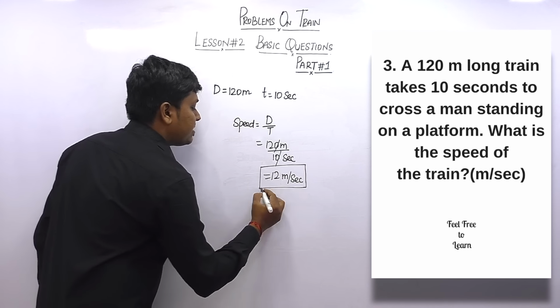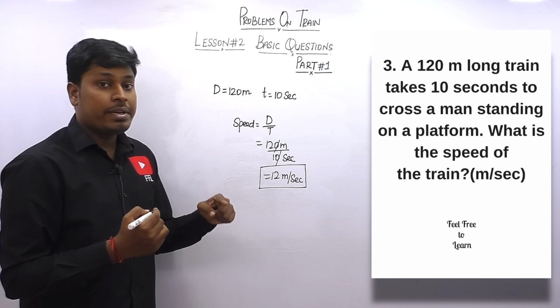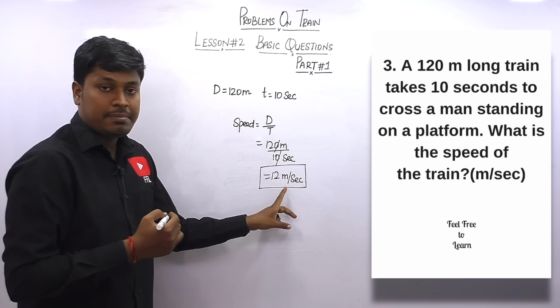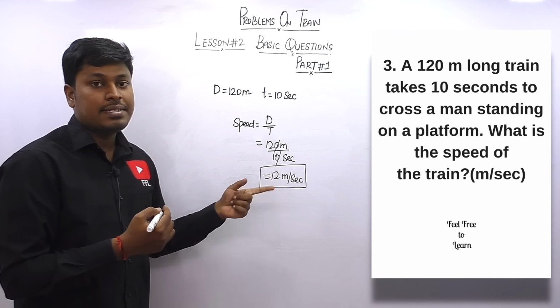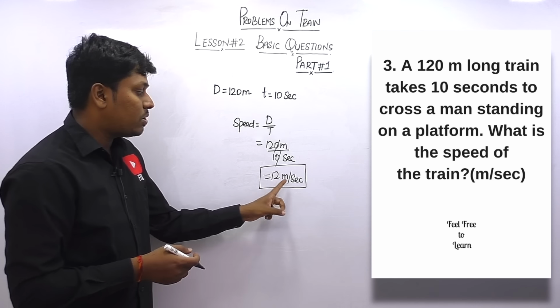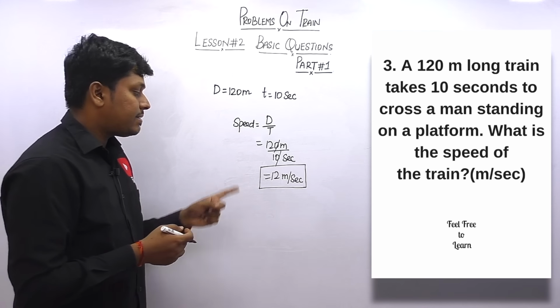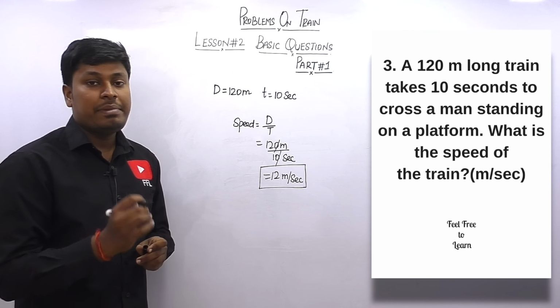In the previous question, they asked for the value in kilometer per hour. So only there we converted the meter per second into kilometer per hour. But in this third question, they have directly asked the speed in meter per second. So you don't need to convert this value. So we can directly say the answer for this question is 12 meter per second.